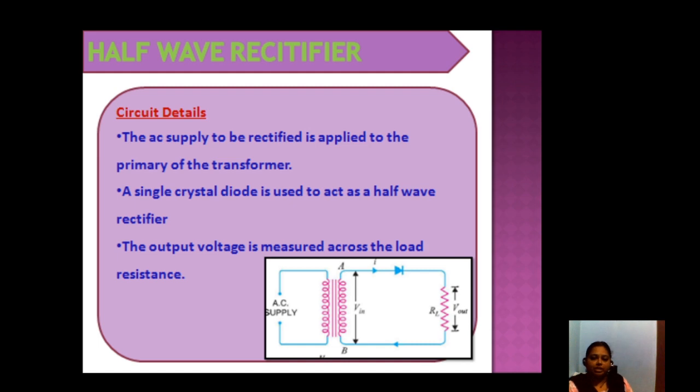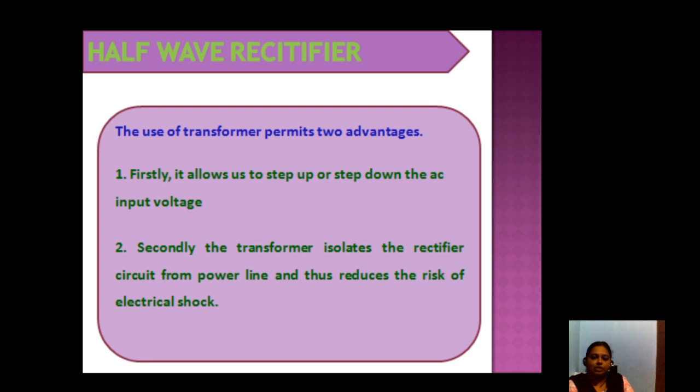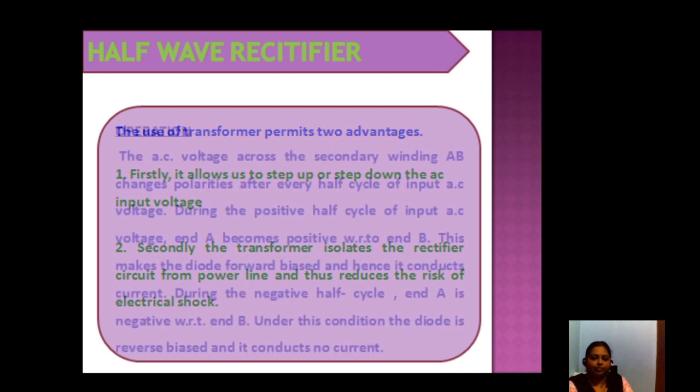The voltage is measured across the load resistance. The use of a transformer permits two advantages. Firstly, it allows us to step up or step down the AC voltage. Secondly, the transformer isolates the rectifier circuit from the power line and thus reduces the risk of electrical shock.